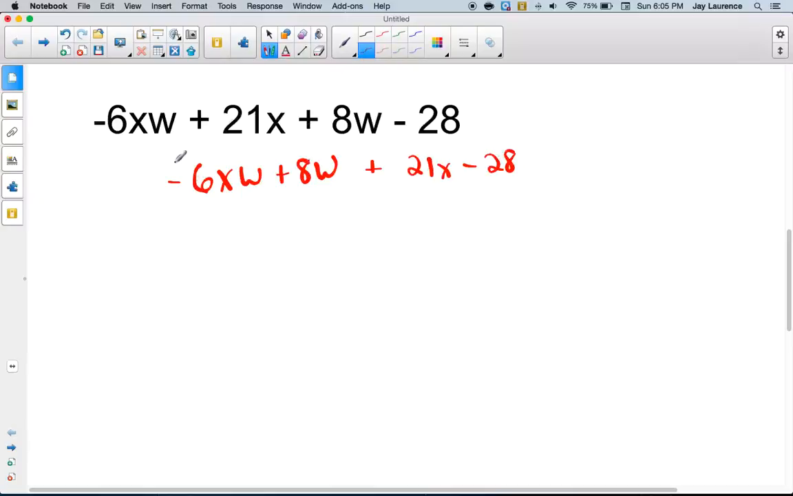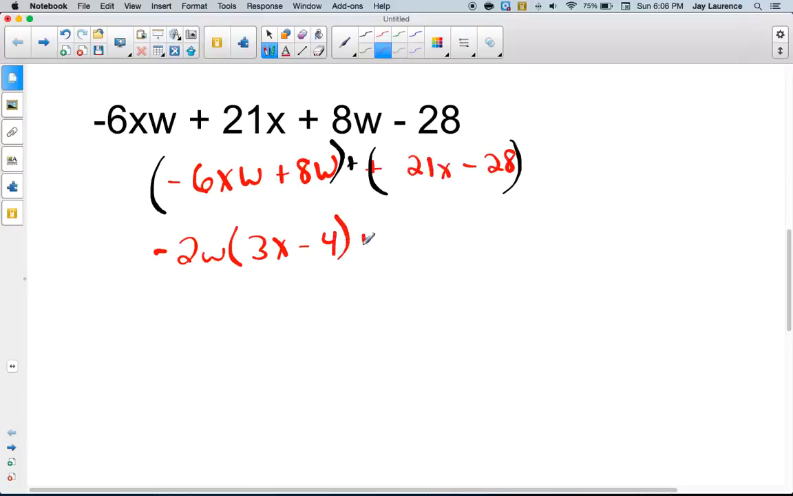So I'm going to group this together, group these two together, grabbing that plus sign, put a plus in between. Now, when I pull out this GCF here, it looks like it's going to be a 2w. I'm going to pull out a negative 2w. And that'll give me a 3x minus 4, right? And then here, I think my GCF is a 7. So I'm going to pull out a 7, and I'm going to get a 3x minus a 4. There we go. And notice I have a 3x minus 4 common. And we're going to go 3x minus 4. And then I have times the quantity.